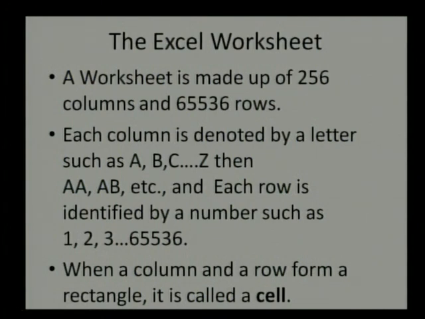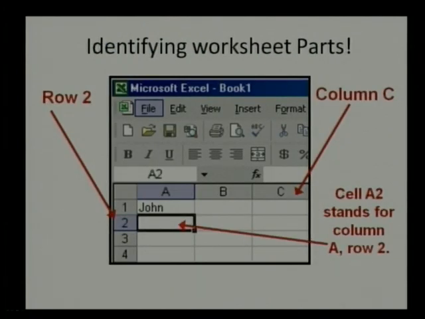Now each row is identified by a number, 1, 2, 3, and so on serially. When a column and a row together form a rectangle, that rectangle is called a cell. You can see this particular cell which is bolded in the border. So what is the address of this particular cell? You can see that it is in column A and in the second row. So the cell address is A2.